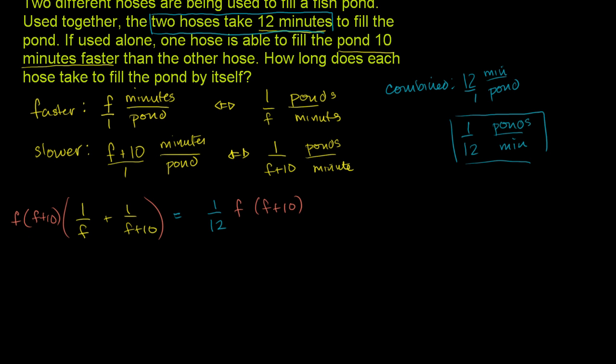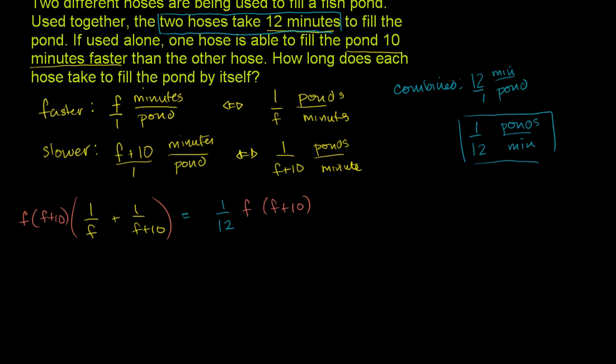Scroll down a little bit. Let me scroll to the left. So we have some real estate. So let's distribute this f times f plus 10. So if we multiply f times f plus 10 times 1 over f, that f and that f will cancel out.